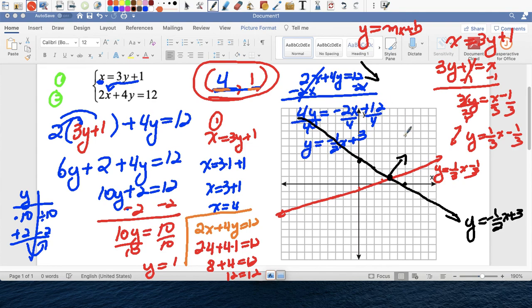So my picture was not too bad. And that's the point of intersection, and that's the solution to both equations. So the point (4, 1) satisfies equation number 1 if you were to plug it in, and satisfies equation number 2.